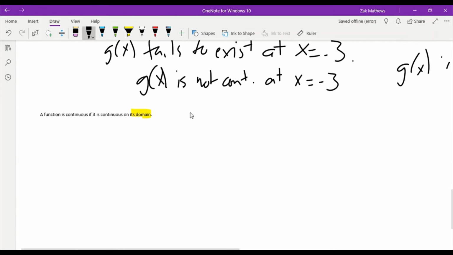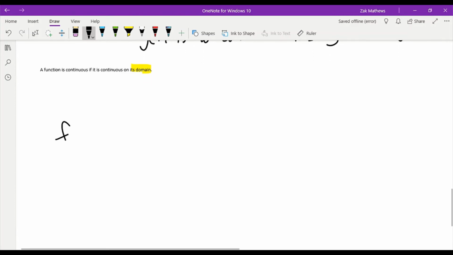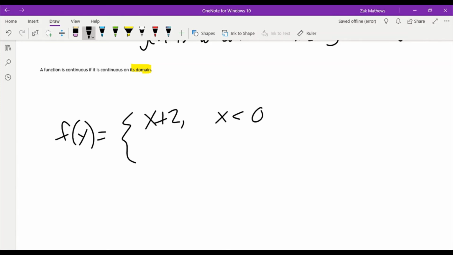Now, does that mean that all functions are going to be continuous functions? Because how could something not have something inside its domain if it just didn't exist there? Well, no. One of the most common examples of this are piecewise functions. So let's think about the piecewise function. We'll call it f of x. X plus 2 for x less than 0, and the square root of x if x is greater than or equal to 0. What is the domain of this function?